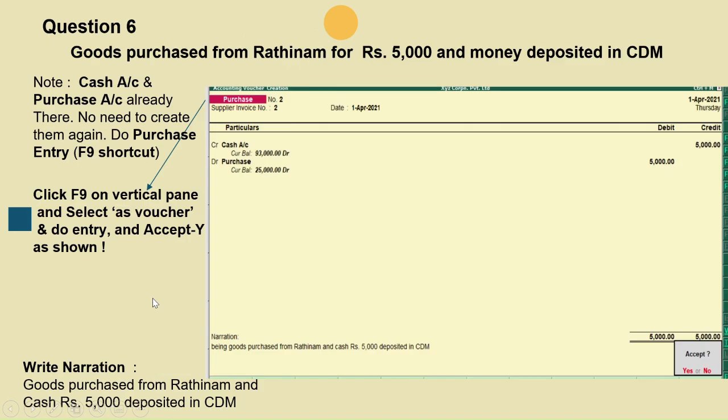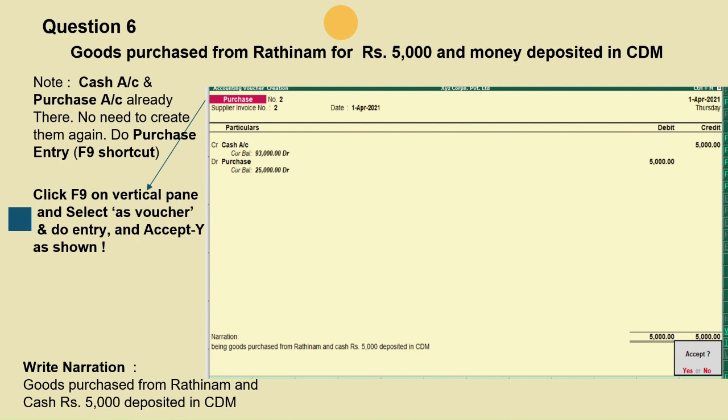And now next is goods purchased from Ratinam and 5,000 money deposited in CDM. So for this, we already have cash account, purchase account also there. So no need of preparing any account, already it is opened.